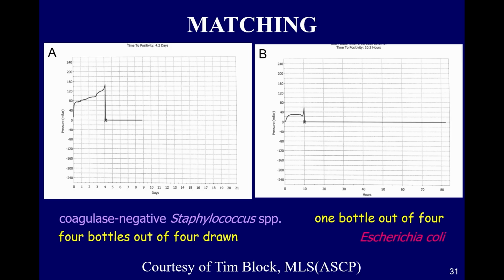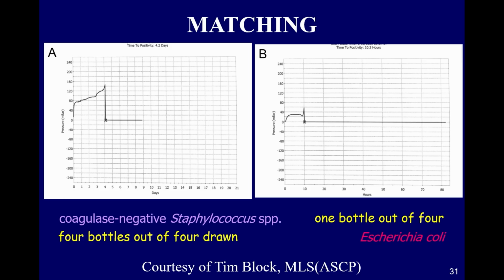Tim Block gave me these, and these are VersaTREK. Anybody have a VersaTREK? Okay, good. This is a system that looks at changes of pressure. Apparently this organism right here was releasing gases from its metabolism that caused the pressure to increase to a point where it went positive. And this organism also released gas that led to positivity at that point.